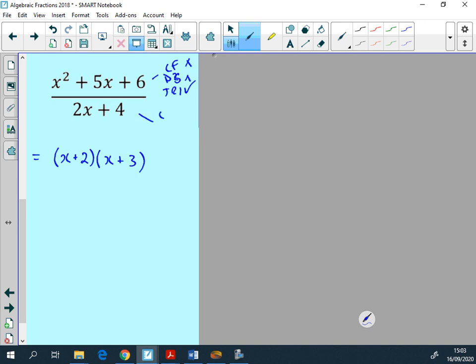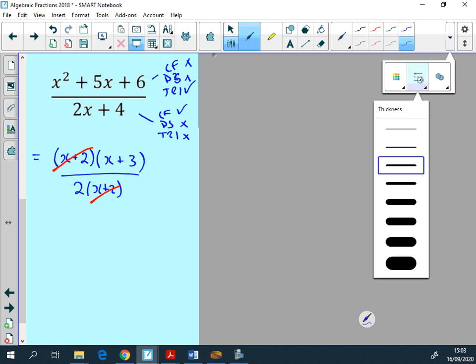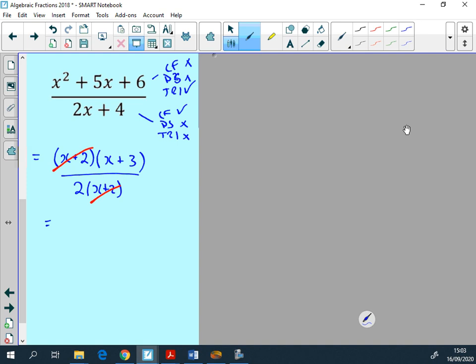And then the bottom, let's look for common factor, difference of two squares, and trinomial. Common factor, yes, there's a common factor 2 in there. So I'll take out 2 and x plus 2. There's no difference of two squares, there's no trinomial. Now I can see already that I've got two brackets that are matching there, x plus 2 and x plus 2. And then I'm going to be left with x plus 3 all over 2. None of that simplifies, and so that's me finished.